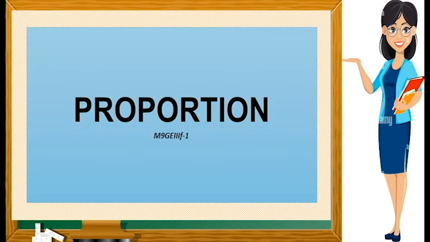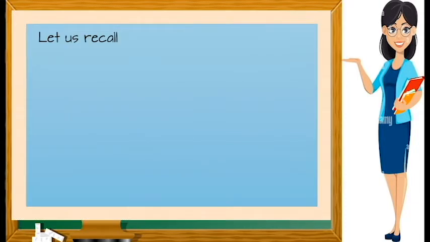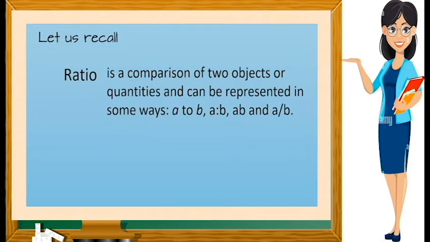Today, we are going to discuss what proportion is and how we determine whether ratios are proportion or not. Before we start, let us recall what a ratio is. Correct. Very good. Ratio is a comparison of two objects or quantities and can be represented in some ways: A to B, A is to B, AB, A over B.